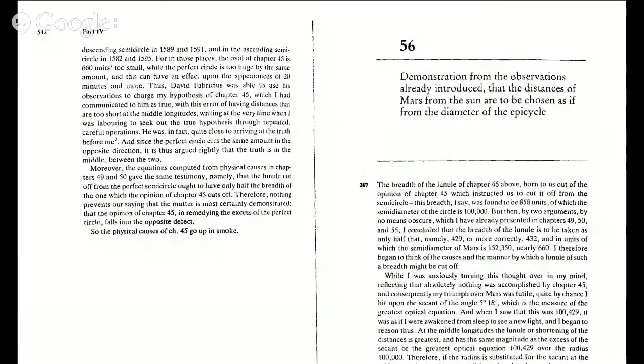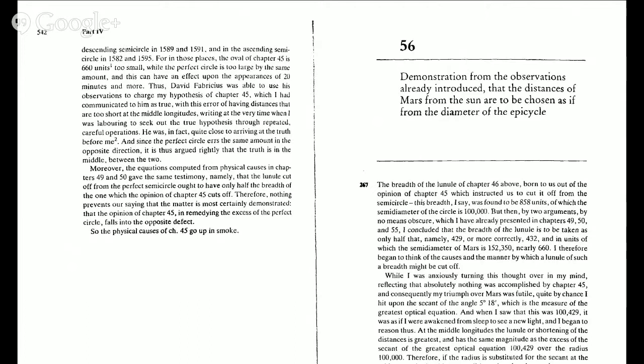Thus, David Fabricius was able to use his observations to charge my hypothesis of chapter 45, which I had communicated to him as true, with this error of having distances that are too short at the middle longitudes, writing at the very time when I was laboring to seek out the true hypotheses through repeated careful operations. He was, in fact, quite close to arriving at the truth before me. And since the perfect circle errs the same amount in the opposite direction, it is thus argued rightly that the truth is in the middle between the two.